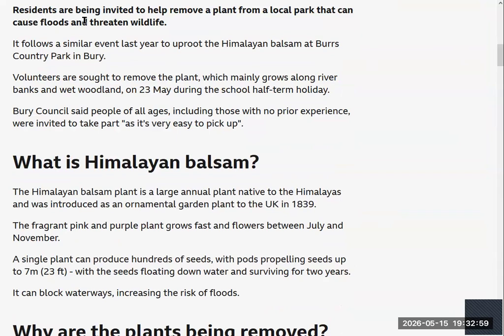Residents are being invited to help remove a plant from a local park that can cause floods and threaten wildlife. It follows a similar event last year to uproot the Himalayan balsam at Burrs Country Park in Bury.